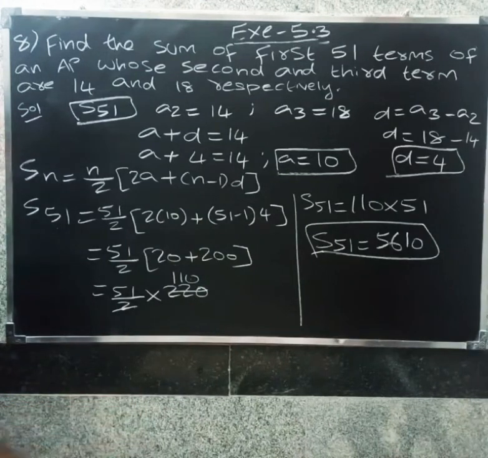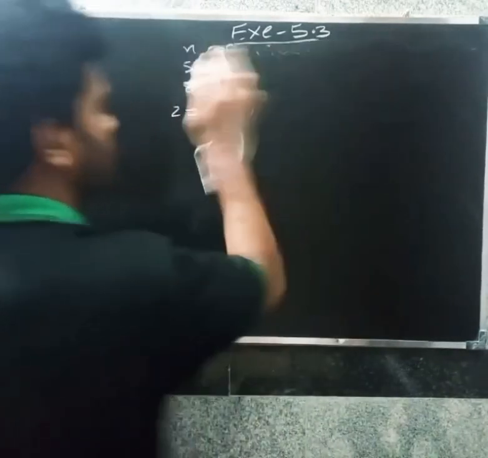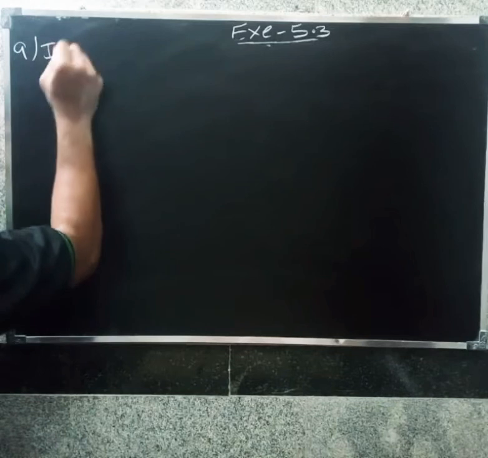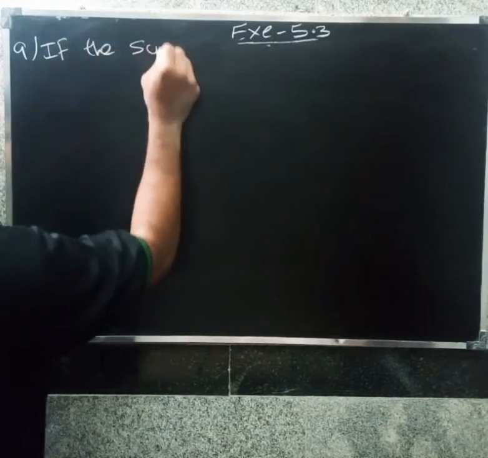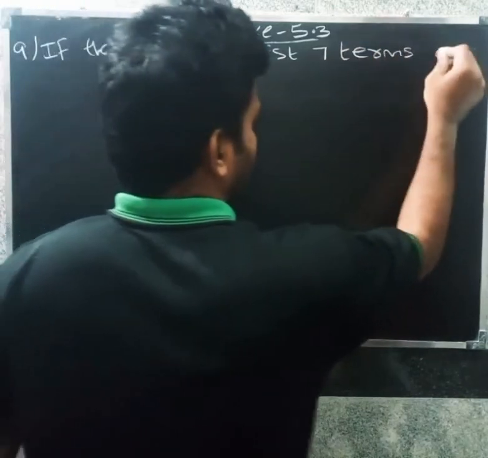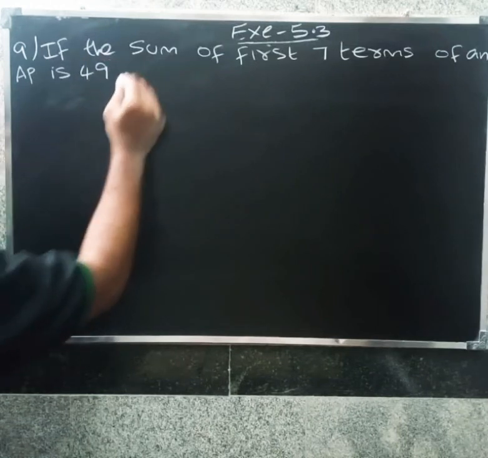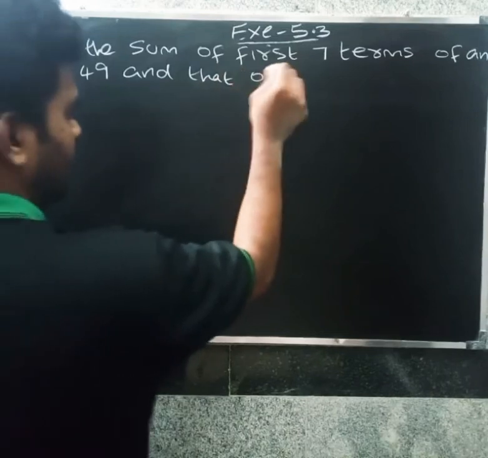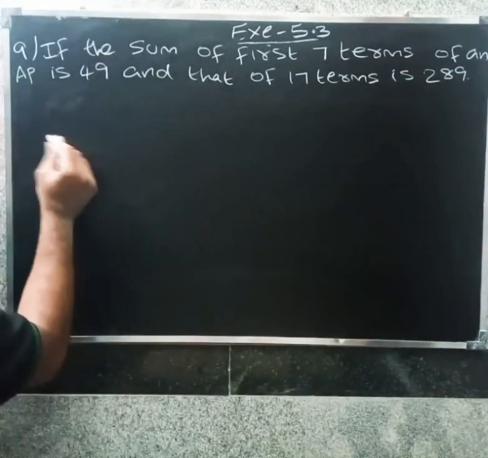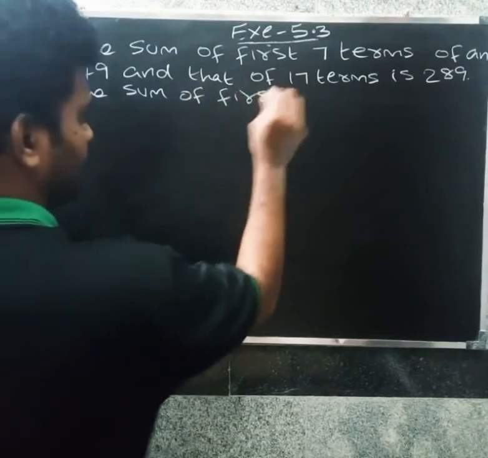Okay, so next, 9th question. If the sum of the first 7 terms of an AP is 49 and that of 17 terms is 289, find the sum of the first n terms.